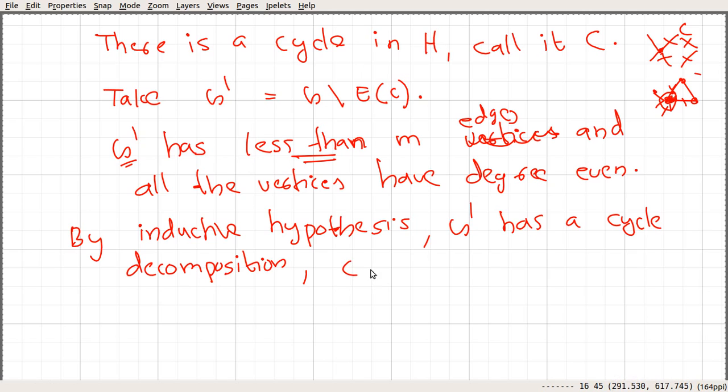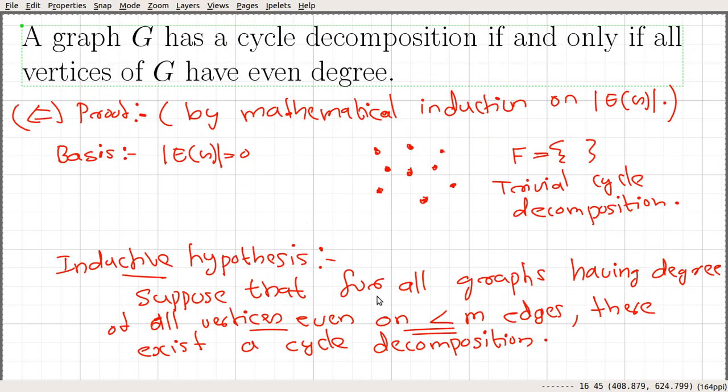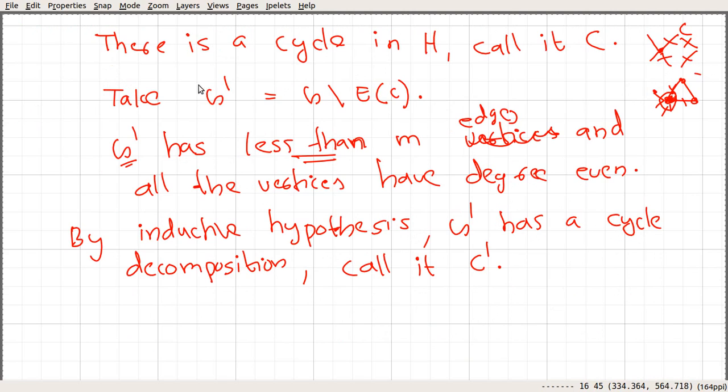Call that cycle decomposition C dash, by our induction hypothesis. We assume that for all graphs having degree of all vertices even and less than m edges, there exists a cycle decomposition. Now what we did is we built this graph G dash, and G dash has less than m edges and all the vertices have even degree. So by the induction hypothesis, G dash has a cycle decomposition, let's call it C dash.